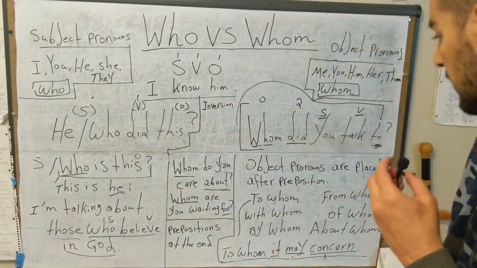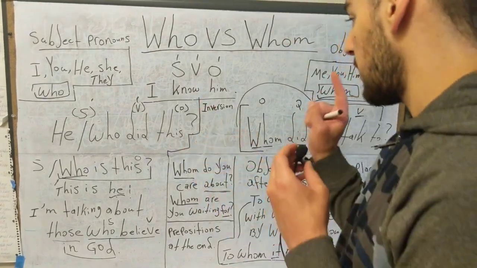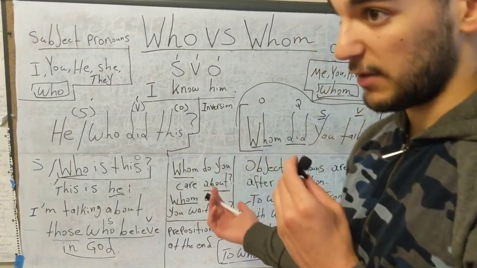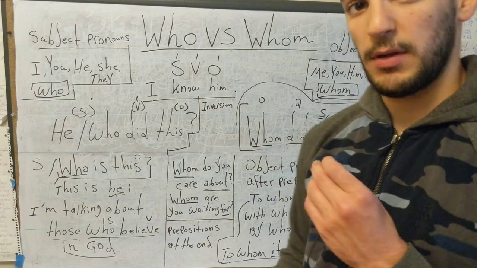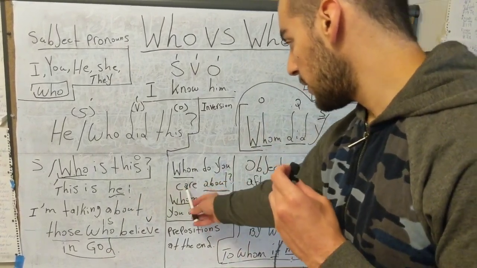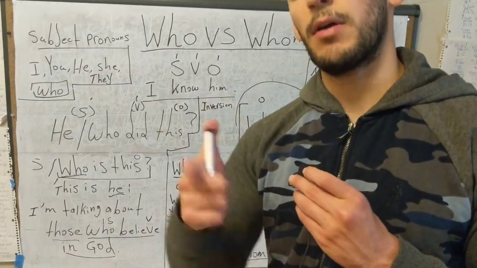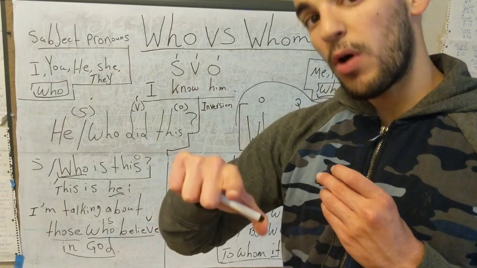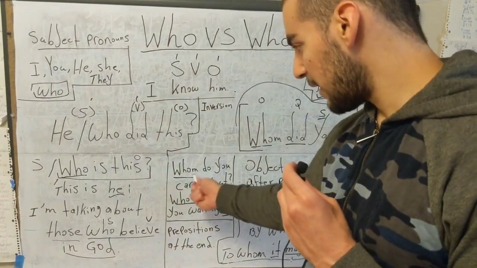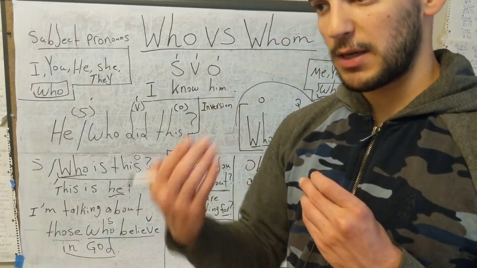Now, one last thing I want to indicate here is if you have a preposition at the end of a who sentence, it is always whom. For example, whom do you care about? And the answer would be, I care about him. So you can see why the preposition at the end of the sentence must make the pronoun whom, because of the response, I care about him.